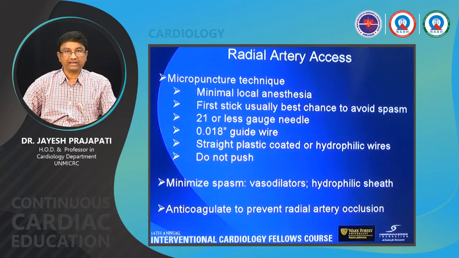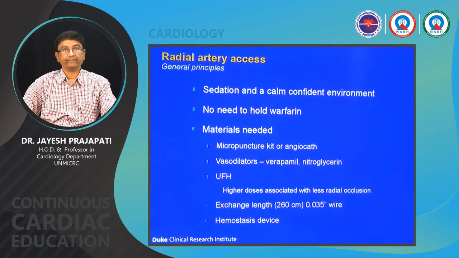Once you are done with your sheath, always give a vasodilator like nitroglycerin, verapamil, diltiazem, nitroprusside, whatever you like. Give the vasodilator, and always use a hydrophilic sheath. The Terumo one is an excellent sheath, because otherwise other sheaths can cause more spasm. And always anticoagulate the patient with heparin. Don't inject heparin directly. In radial you should dilute it with blood, otherwise heparin is acidic and the patient will develop a burning pain. So dilute with blood, give the heparin, and then move ahead.